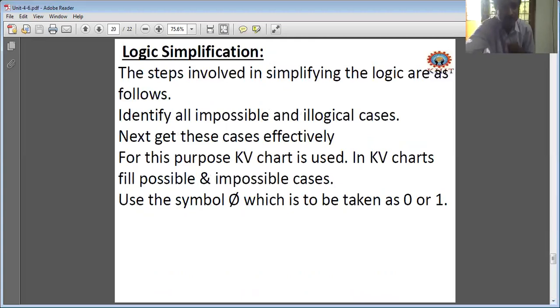Logic simplification. The steps involved in simplifying the logic are as follows. Identify all impossible and illogical cases. Next, get these cases effectively. For this purpose, you can use KV charts. In KV charts, fill in the possible and impossible cases. Use the symbols by which it is to be taken as 0 or 1.